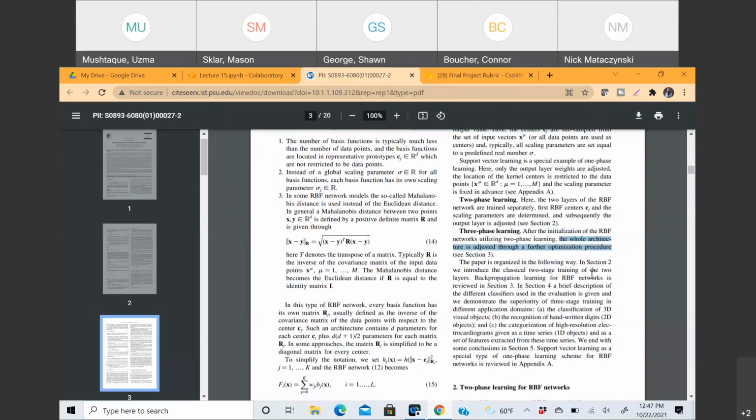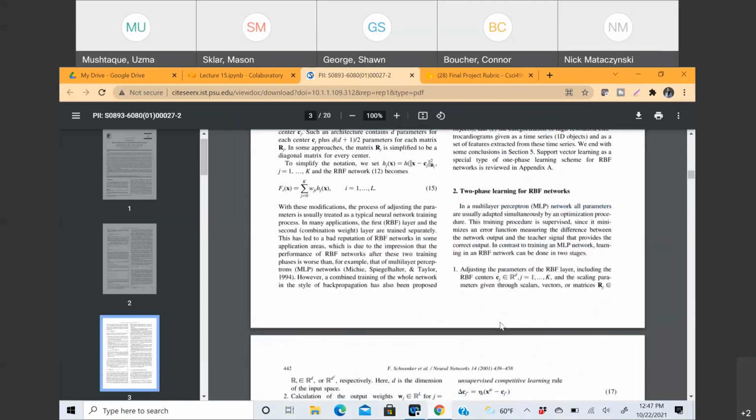I would be a little careful when talking about this three-phase learning, and I would be careful in calling that a radial basis function network anymore, because you've attached more layers. Theoretically speaking, that shallow network is your radial basis network. You cannot have more layers to it, because then you're converting it to a deeper network.